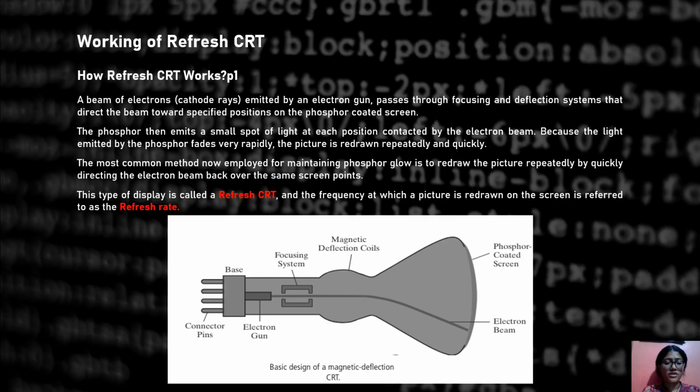A beam of electrons is emitted by the electron gun that passes through the focusing and deflection system, and that is being directed on the positions of phosphorus coated screen. The phosphor then emits a small spot of light at each position where it is in contact with the electron beam. Because the light emitted by the phosphor fades very rapidly, the picture is redrawn, that is, it is repeated or refreshed quickly. The most common method now employed for maintaining phosphor glow is to redraw the picture repeatedly by quickly directing the electron beam back over the same position, that is, same position in the screen points.